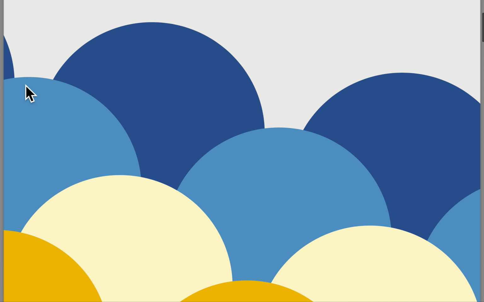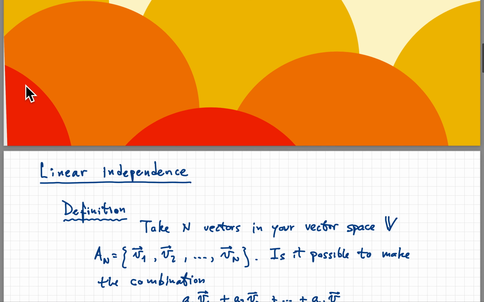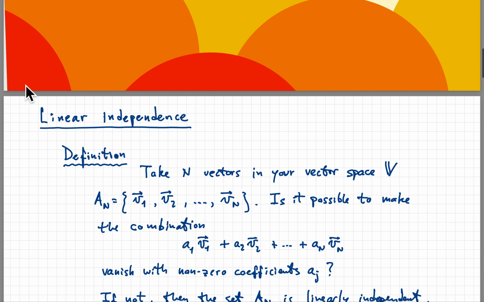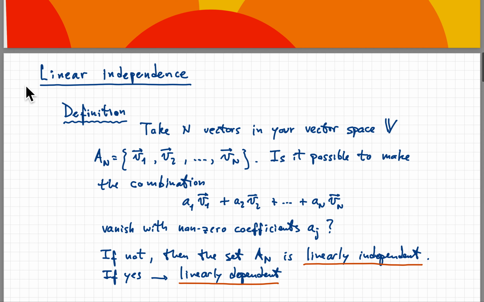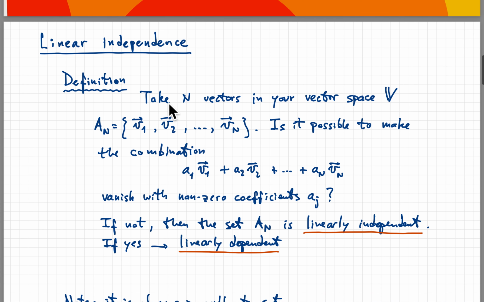Today, I want to talk to you about a very important concept called linear independence. And this is how you define this. Suppose you have a vector space and you take n vectors in your vector space. And let's call that set of n vectors A sub n. So the little n here is to encode the fact that we have n vectors. And here are your n vectors, just n of them, v1, v2, all the way to vn.